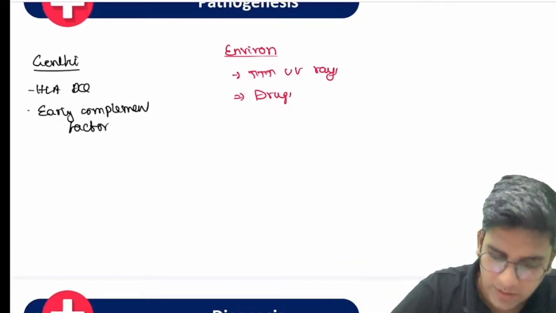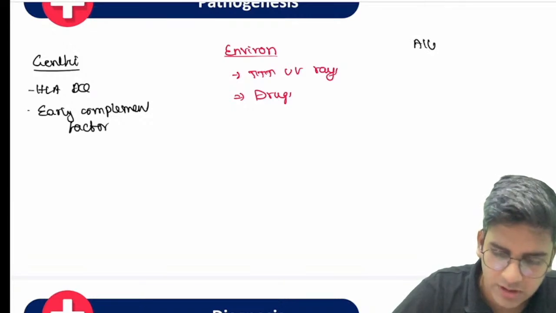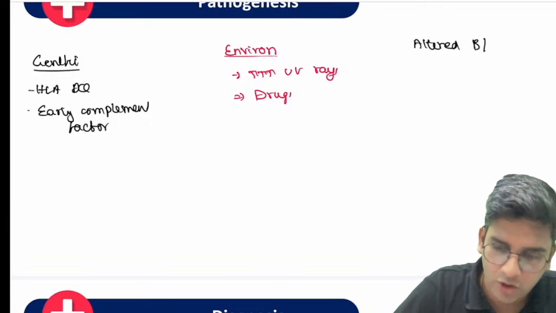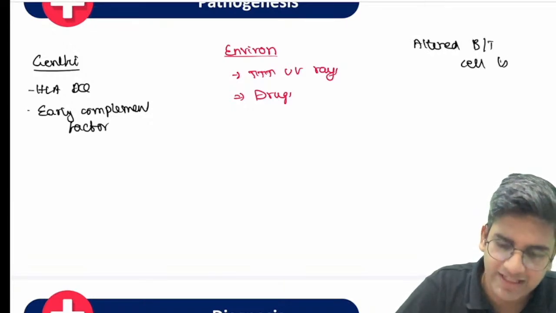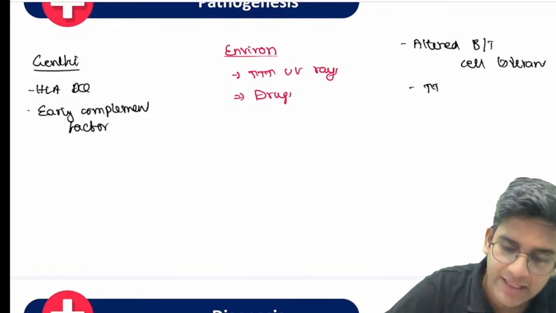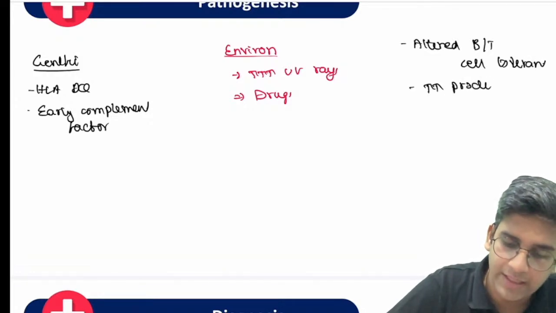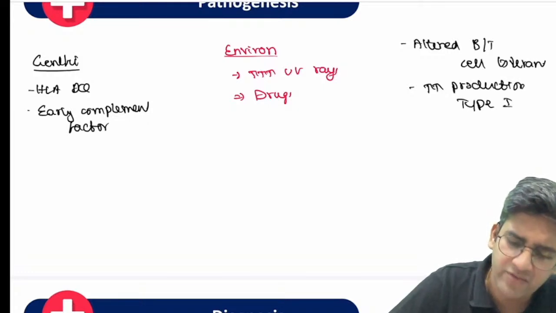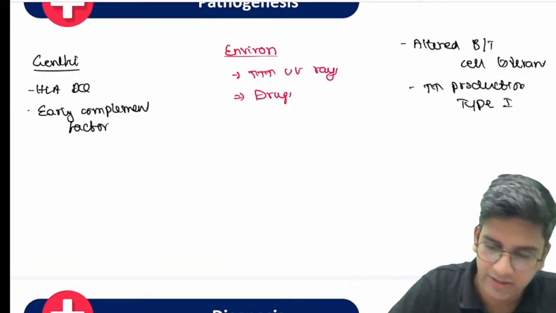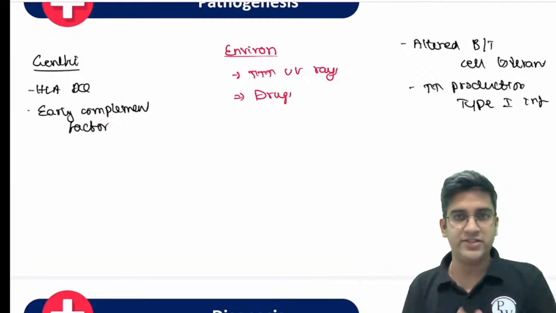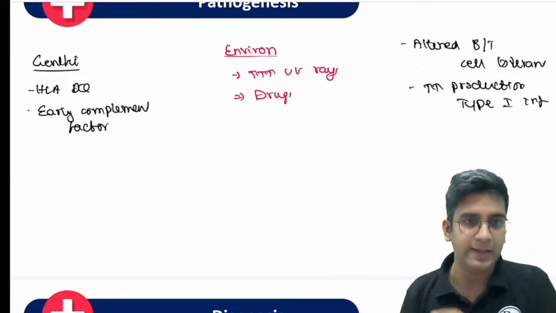And here, then we have altered B or T cell tolerance. That's definitely going to be there, right? If you want to add one more, add increased production of interferons. Type 1 interferons are also one of the important triggers in SLE, which comes from the immunological side, fine? Okay. Now we have all these things, right? Genetic, environmental, and immunological, right?